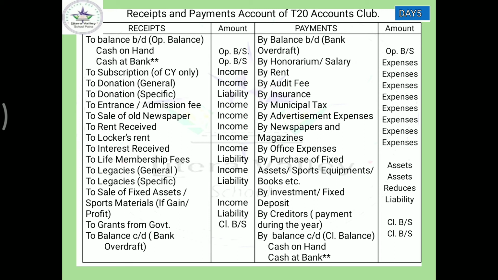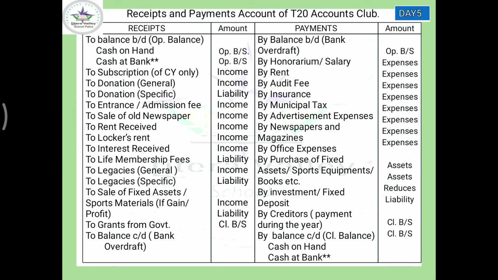Now come to the payment side. Bank balance, and bank balance, opening balance will be shown on the opening balance sheet. Honorarium, expense, rent, expense, audit fee. Expense, audit fee is the amount that has actually been paid by the organization to the auditor to audit the financial statement. Insurance, municipal tax, advertisement expenses, newspaper and magazines, office expenses.